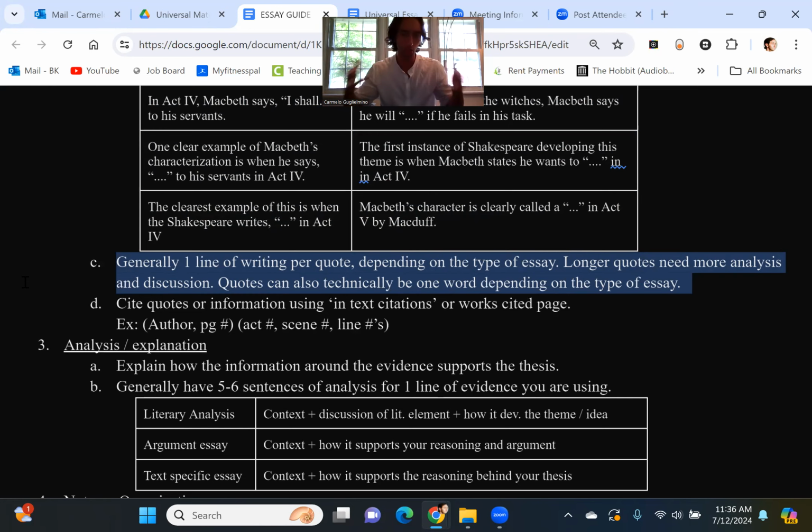You don't want to have this big chunky quote. Unless, again, you're writing a long essay where you want to give a passage, analyze that passage, and use it as a great example. That's okay. But for the majority of the time when we're writing these shorter essays, these 4 to 5 to 6 paragraph essays, we don't need those long passages.